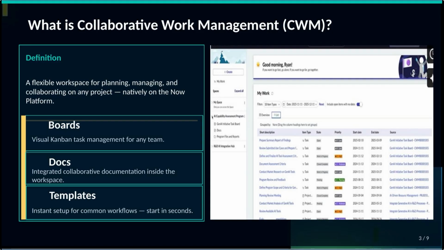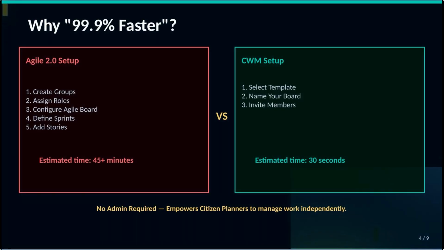And then next, this is the story, the actual story. Why 99.9% faster? As I said, there was an administrative overhead. I would like to share my own experience in my previous organization. In 2024, we started adopting agile boards.